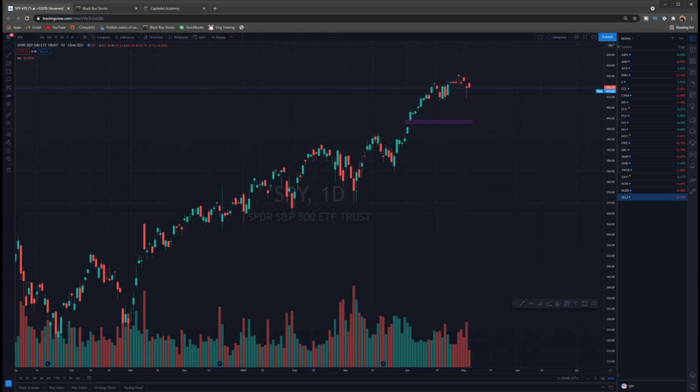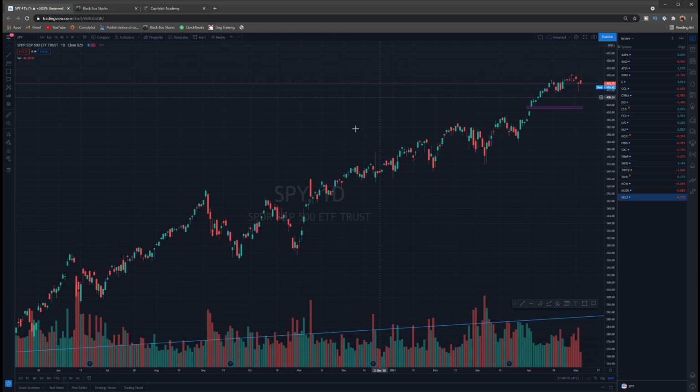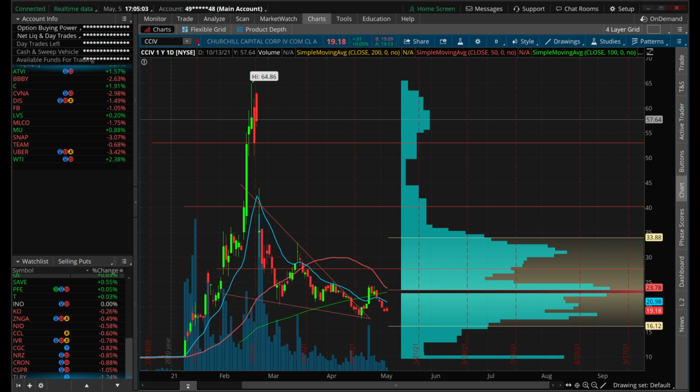Now, that's what the volume profile does. There are different ways to do this. With TD Ameritrade, I like the way that they set up the volume profile much better. Let me see if I can go ahead and switch that over real quick so you guys can get a better understanding of why I like to use the volume profile better.